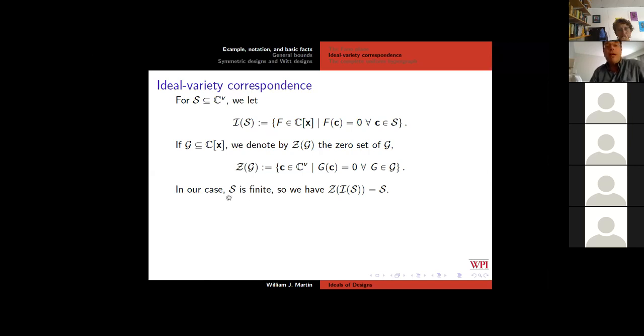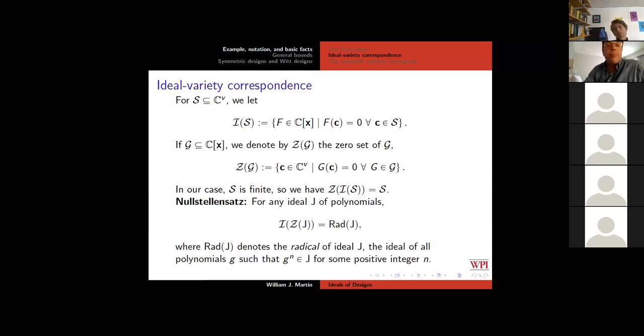Our sets are finite in this talk, and as long as a set is finite, if I take a set S of points and find the ideal of that set of points, and then find the zero set of that ideal, then I get the set back, because it's a Zariski closed set. So this is usually the operation of Zariski closure, but in this case, it's trivial.